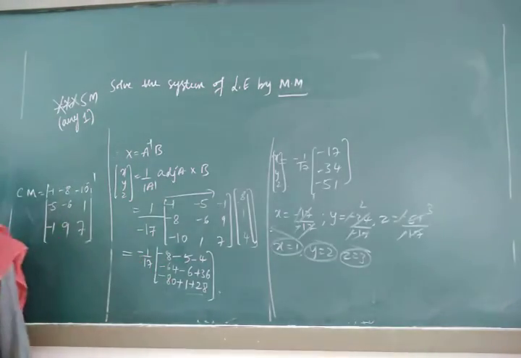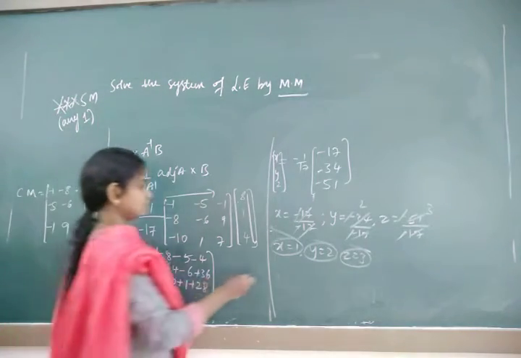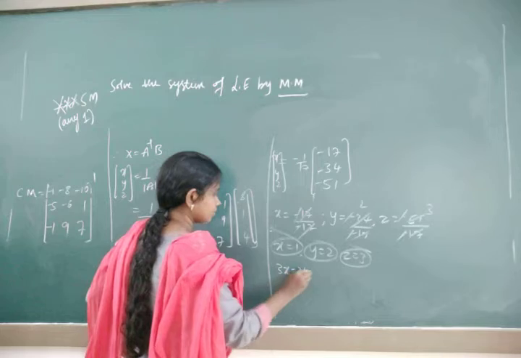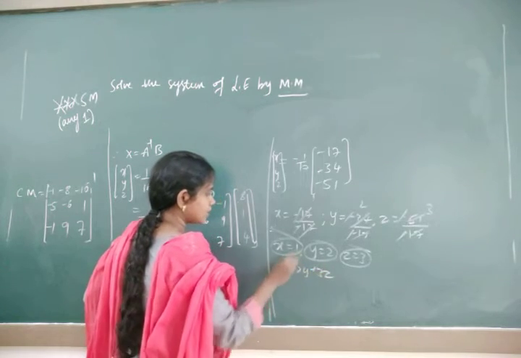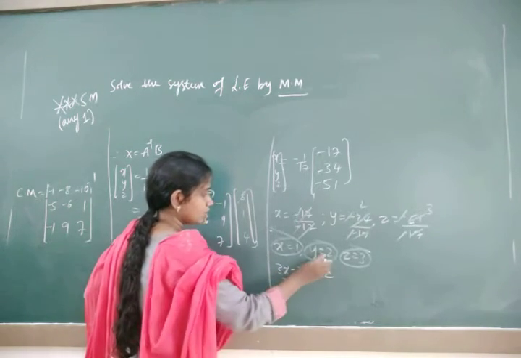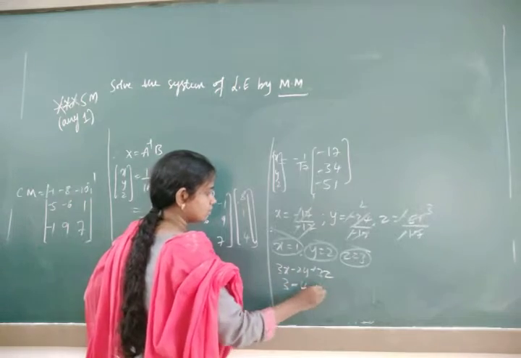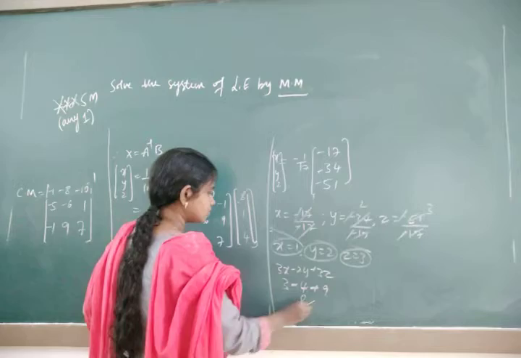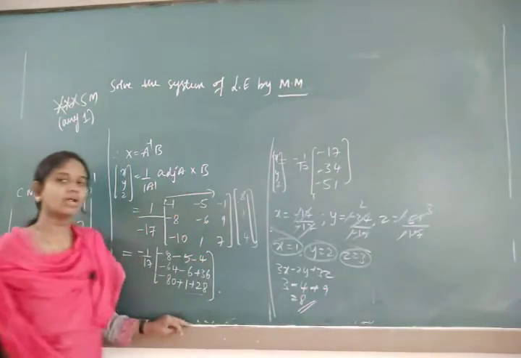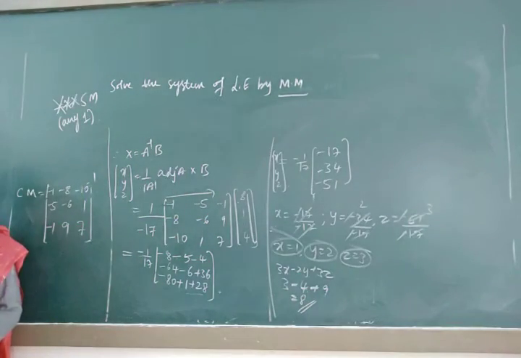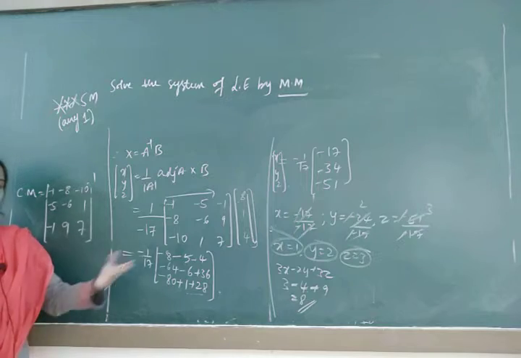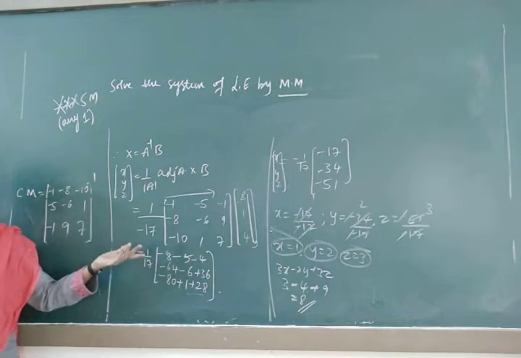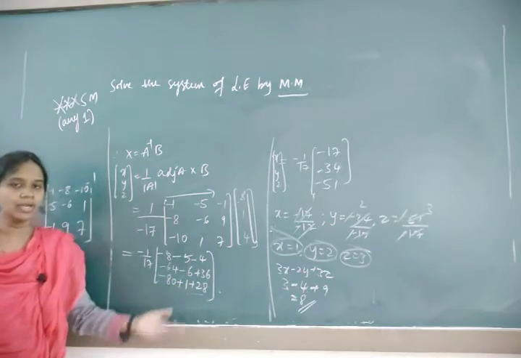What is our first equation? Our first equation was 3x minus 2y plus 3z. Substitute the corresponding values: 3 into 1 is 3, 2 twos are 4, plus 3 threes are 9. 9 plus 3 is 12, 12 minus 4 is 8. This was our RHS. Look at the heading of the question. What I have given? 3x minus 2y plus 3z is equal to 8.